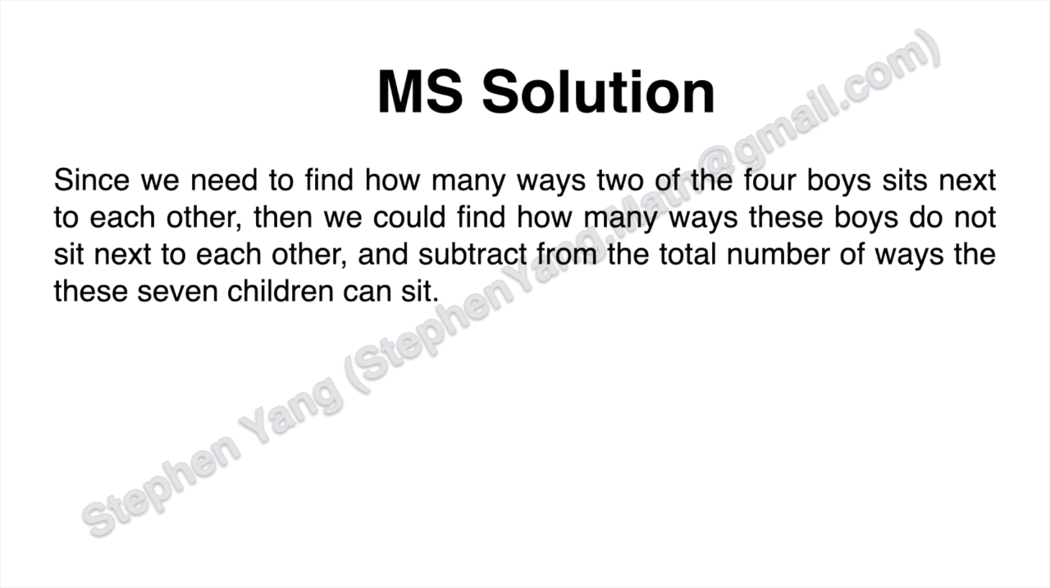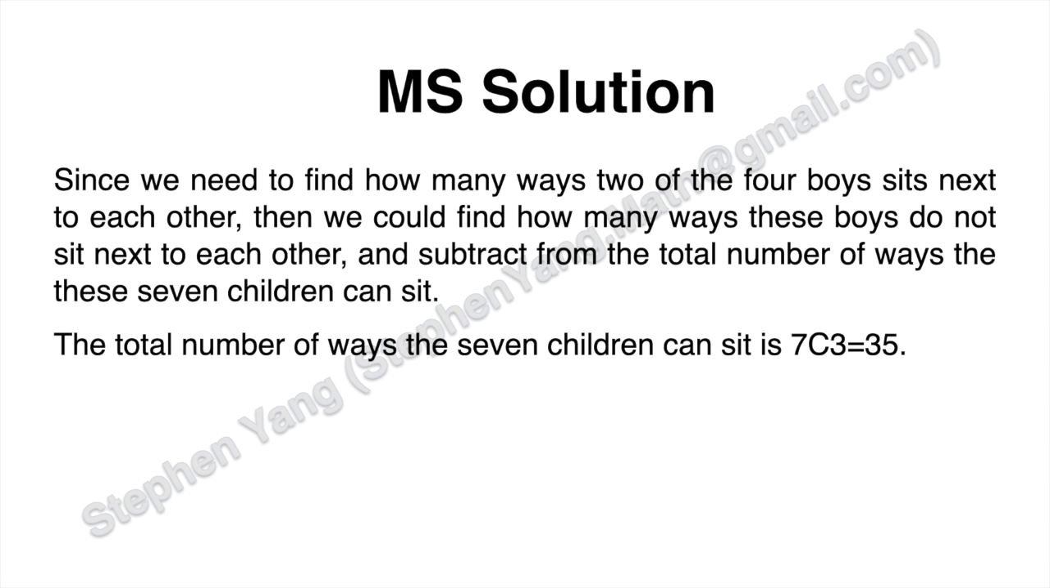So since we need to find how many ways at least 2 of the 4 boys sit next to each other, we could find how many ways the boys do not sit next to each other, and then subtract from the total number of ways that these 7 children can sit. So the total number of ways that 7 children can sit is 7 choose 3 equals 35.